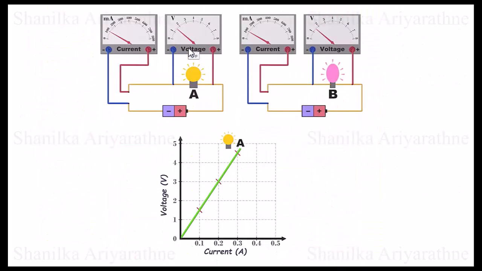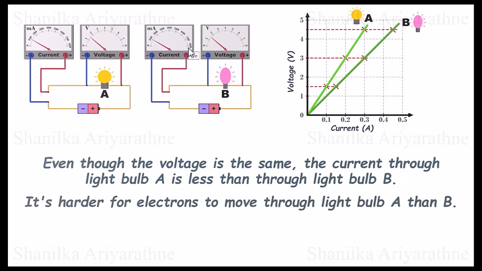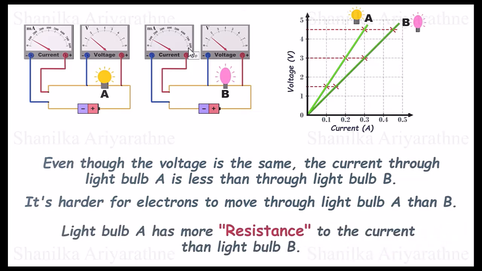Now we have two circuits. Both circuits are almost similar. The only difference is the light bulb type. If we repeat the previous experiment, we get results like this. What do you observe from these data? Even though the voltage is the same, the current through light bulb A is less than through light bulb B. This implies that it's harder for electrons to move through light bulb A than B. In other words, light bulb A has more resistance to the current than light bulb B.